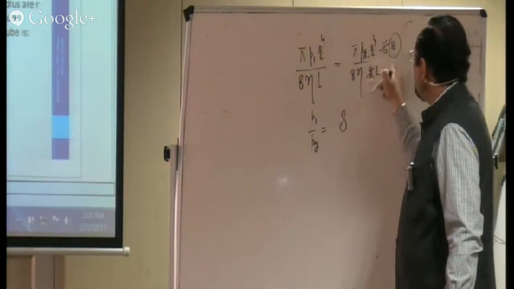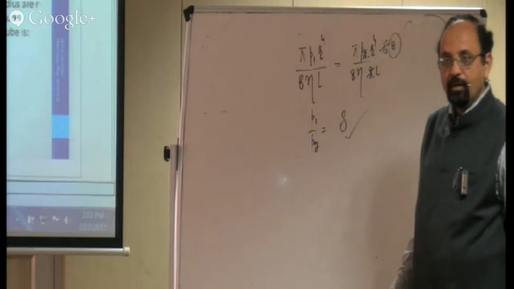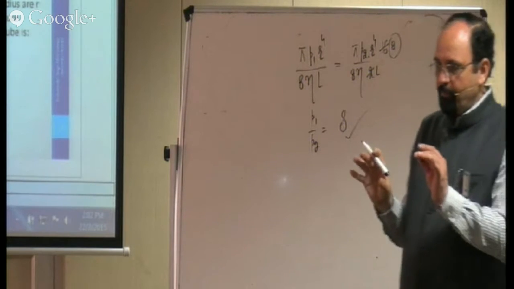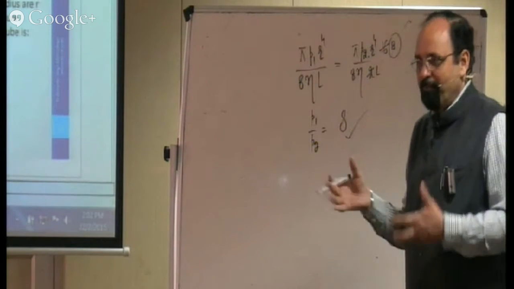P1 by P2, the 8 remains in the numerator on this side. It is 8. So we should not hurry up. We should do the things faster. Faster doesn't mean that I skip the things.